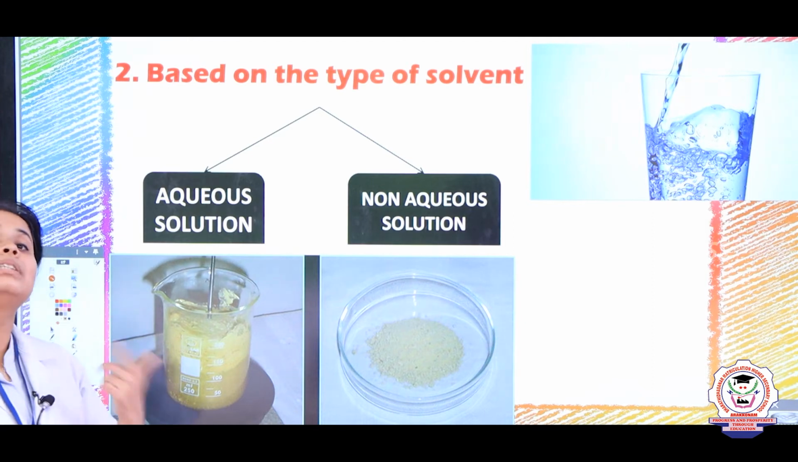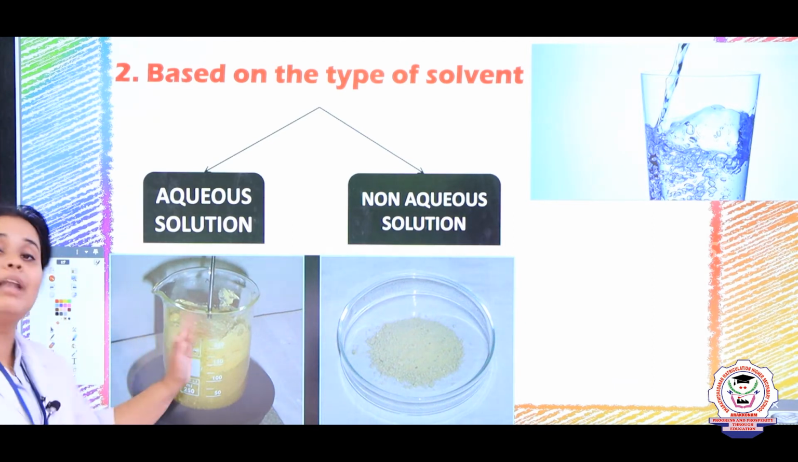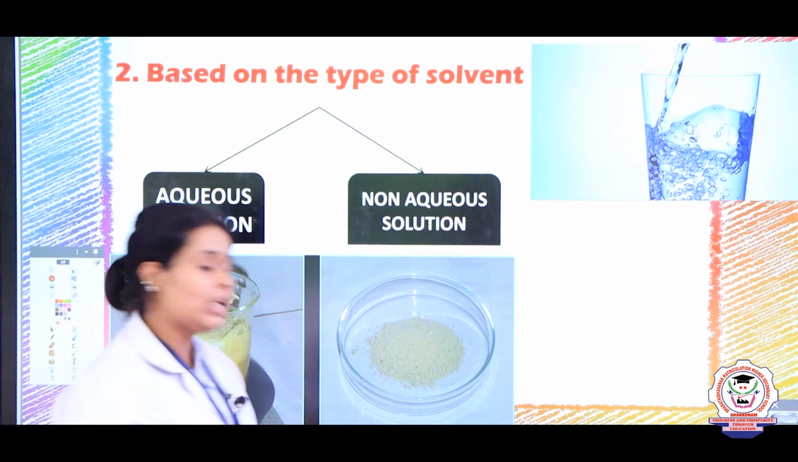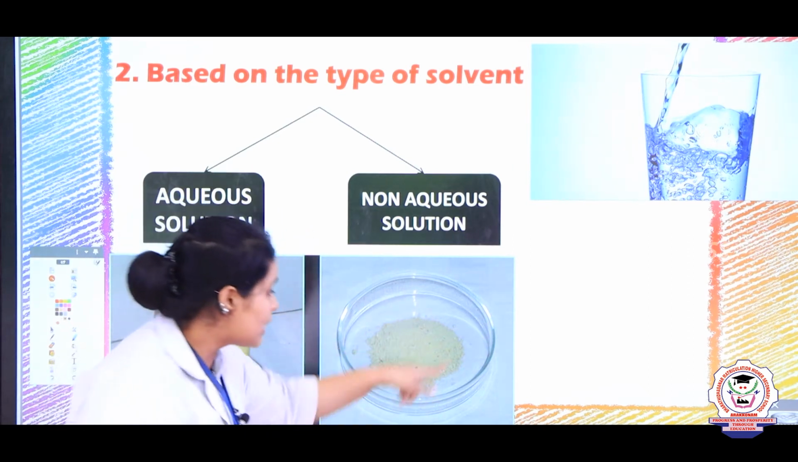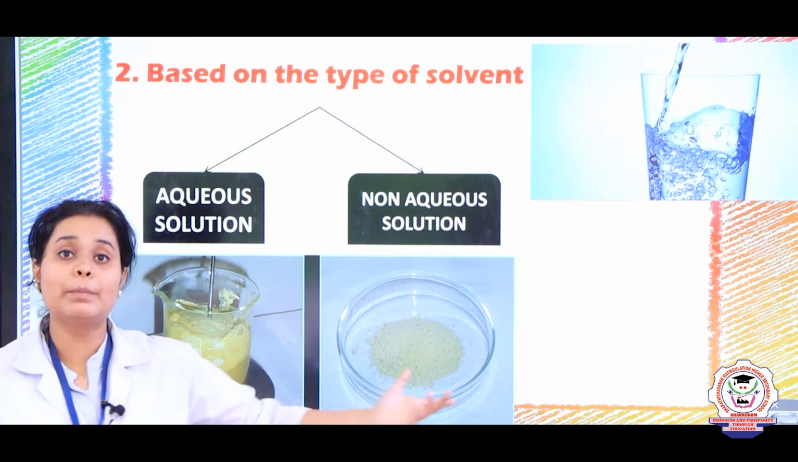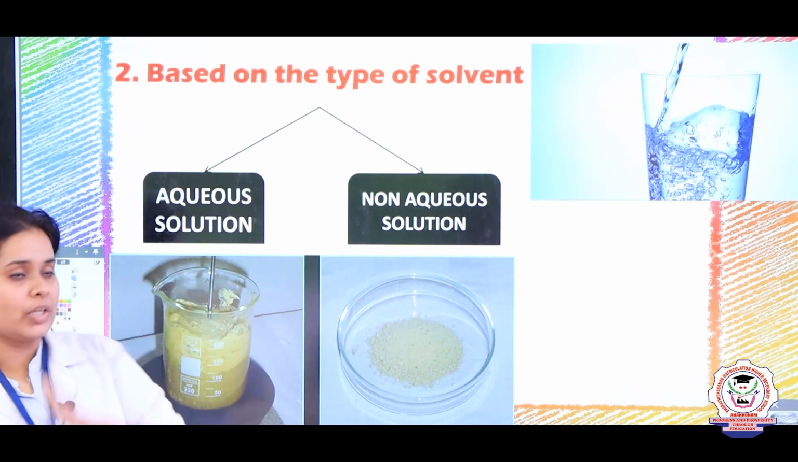Because here the carbon sulfide mixes the sulfur properly. But if you take sulfur and mix it in water, it will stay like this. It will not mix. It will become a heterogeneous mixture.